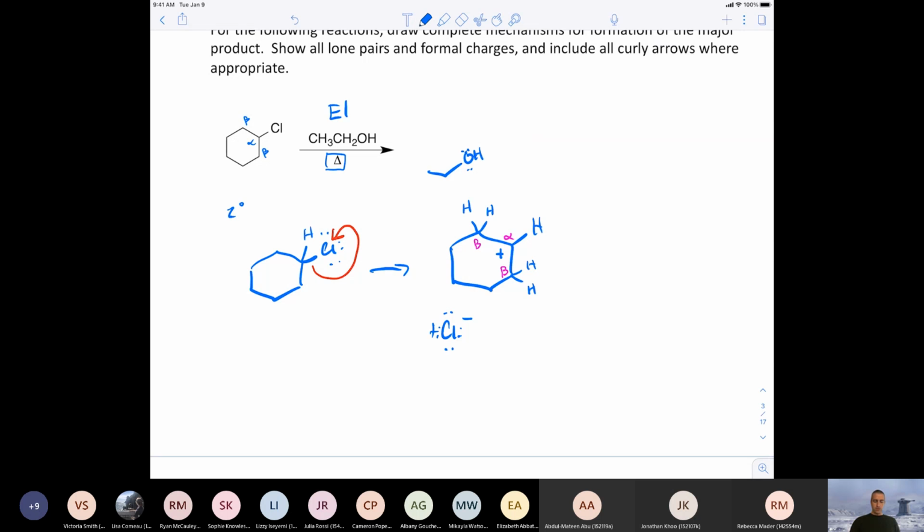Okay, so the first step of an E1 is loss of the leaving group to make a carbocation. That's the rate determining step. Second one is the base removes a beta hydrogen. 2 steps to E1. So there's 4 beta hydrogens here. Doesn't matter which one we take, they're all the same. So let's take any one of them. Let's take the one that's closest.